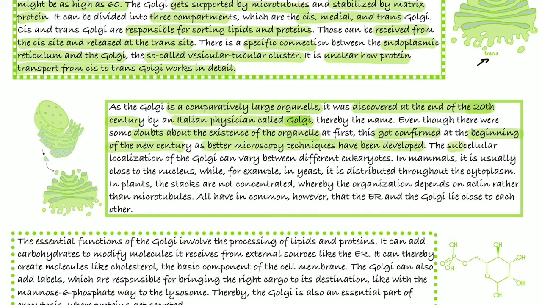The subcellular location, so where the Golgi is within a cell, can actually vary between different eukaryotes. In mammals, like ourselves, it's usually close to the nucleus, while for example in yeast, it's distributed throughout the cytoplasm. And in plants, the stacks are not concentrated, and here the organization depends on actin rather than microtubules. All have in common, however, that the ER and the Golgi lie close to each other.